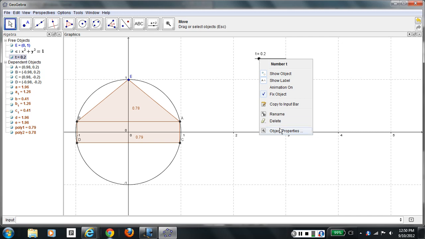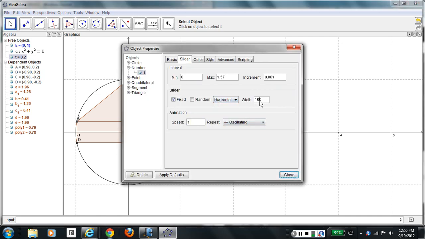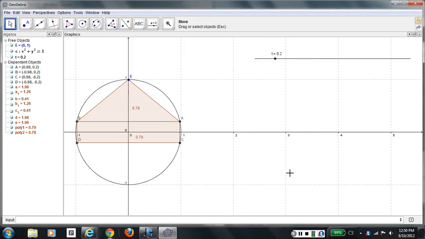So I'm going to go to Object Properties and then increase the width of it to maybe 500. It makes it longer, but when you move it a little bit, it will take into account more values. Also, you can go to Options, Rounding, 3 instead of 2. And let's see how close we can make those areas together. That's probably as close as I want. 0.783, 0.784. Almost had it.